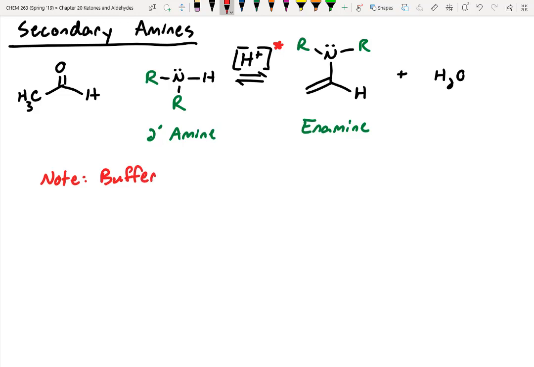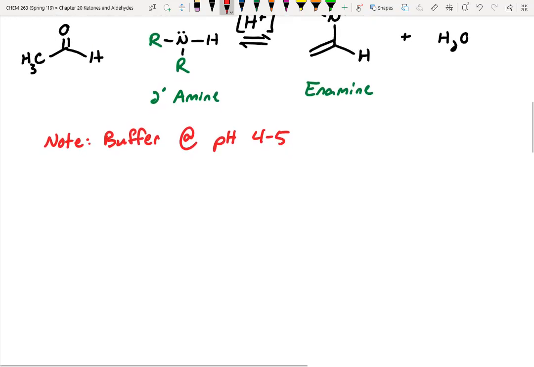And same sort of idea. Again, we want to buffer this at a pH of 4 to 5. All right, so let's try to figure out why we're making an enamine as opposed to an imine. And luckily, the mechanism is remarkably similar.